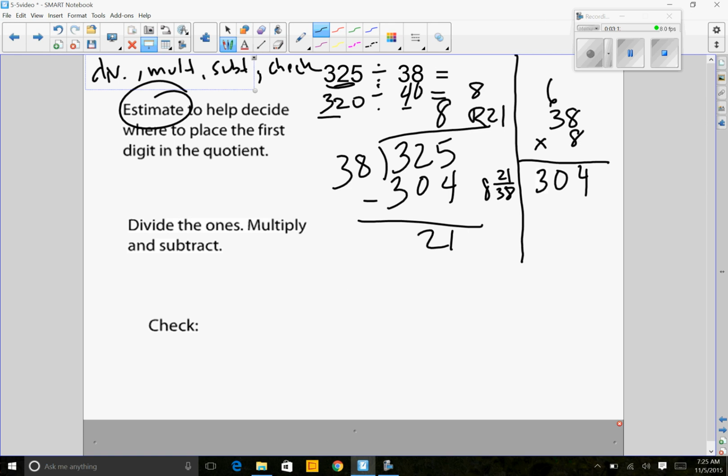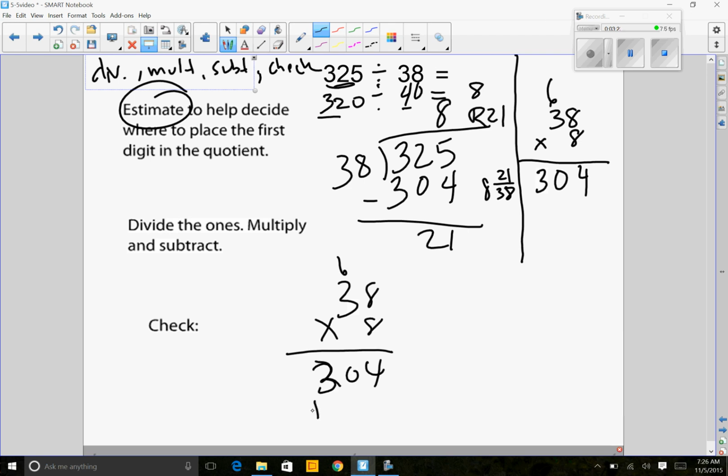So we're going to multiply 38 times 8. This is a different kind of check. 8 times 8 is 64. Carry the 6. 304 plus 21 would equal 325. And sure enough, they're the same. So I know my answer is correct.